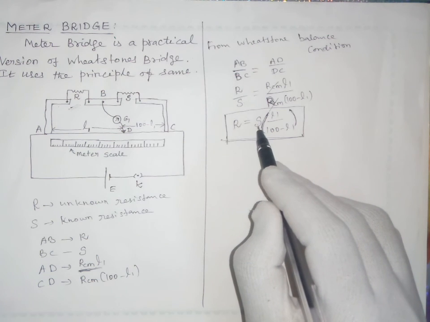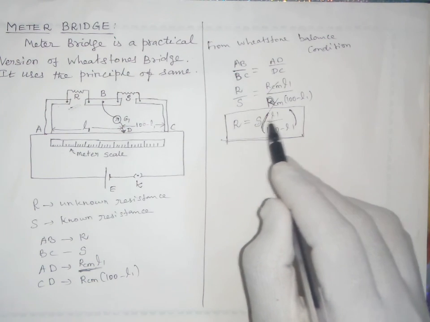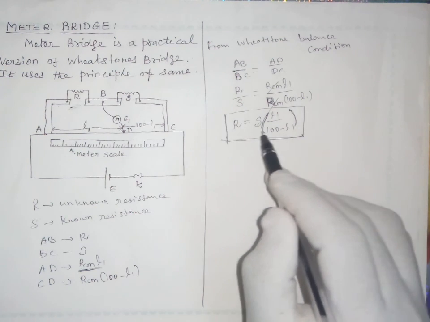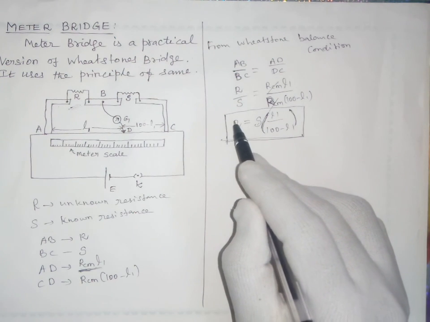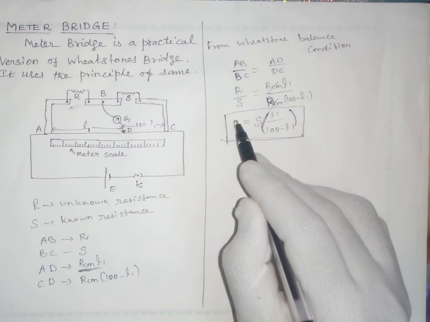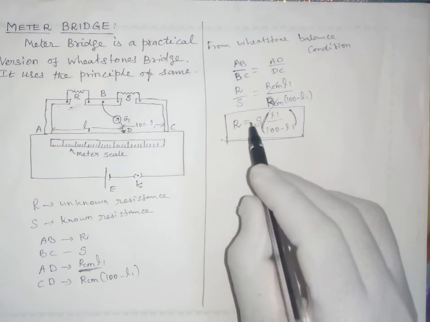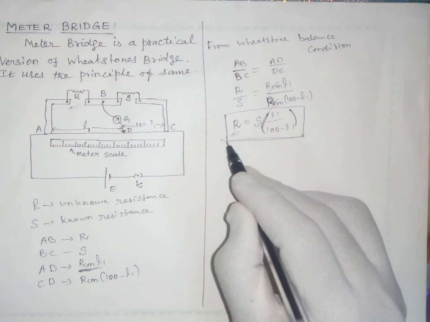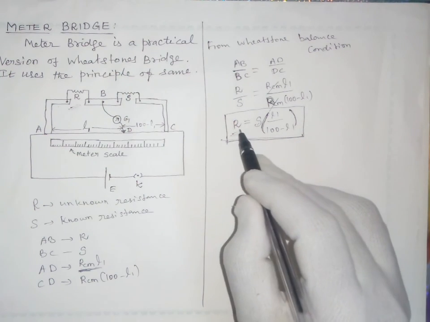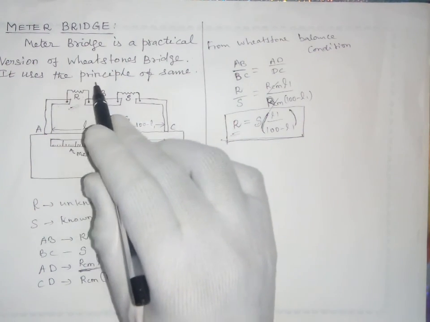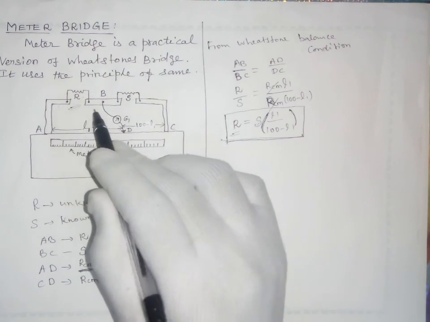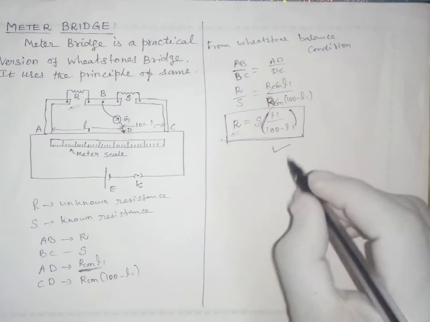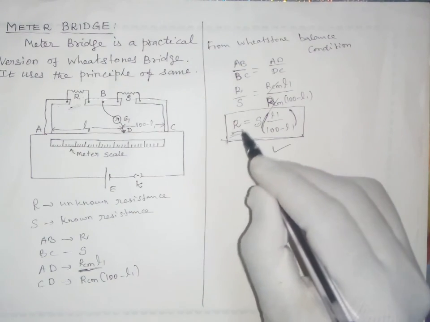For different values of S, different values of L1, L2, L3 can be obtained, and each time we get an R value. By taking the average value of R, we can calculate a nearly accurate value of the unknown resistance which has been inserted in the meter bridge. So finally, this is how we calculate the unknown resistance.